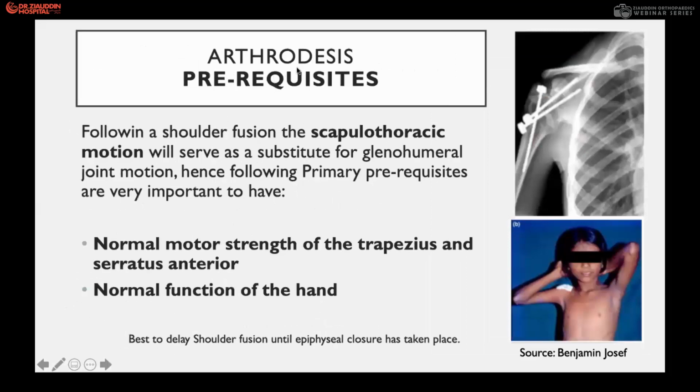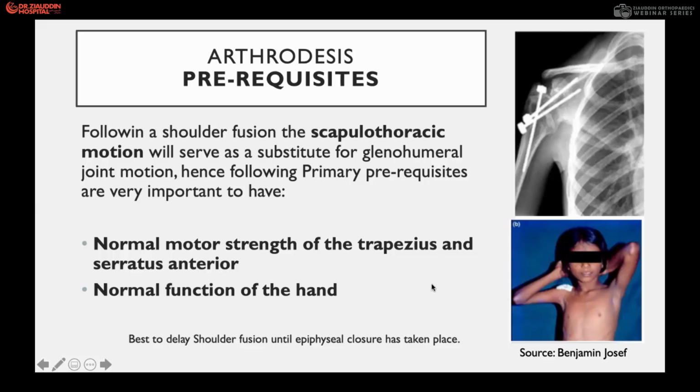This is the shoulder arthrodesis. When you are doing the shoulder arthrodesis, there is a scapulothoracic motion which substitutes for the glenohumeral motion at the shoulder joint. And when you are doing the arthrodesis of the shoulder, one must know the primary prerequisites that are very important. Normal muscle motor strength must be in the trapezius, scapulothoracic movement, and the serratus anterior to have good scapulothoracic movements. And also a good functioning hand is very important. If you do not have a good functioning hand, then what is the need for the arthrodesis?